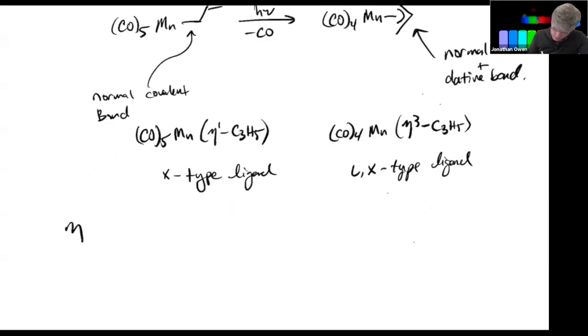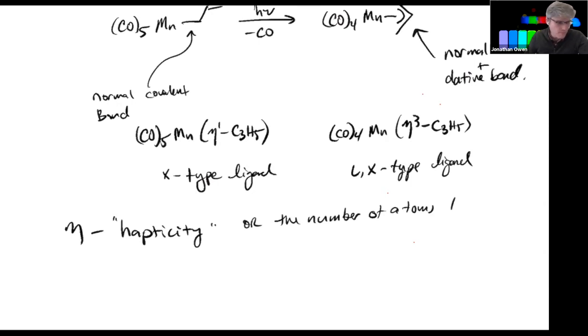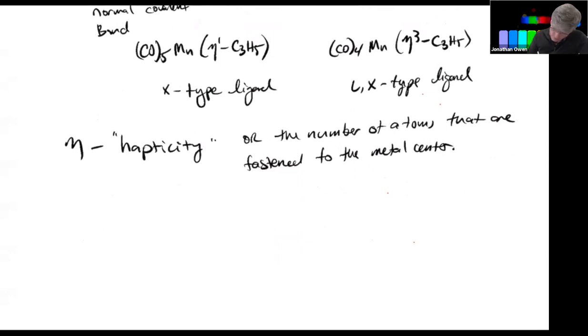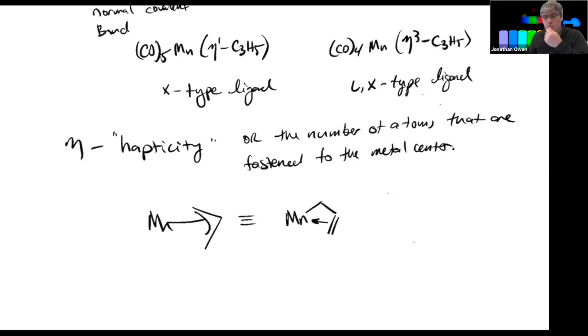Okay, so just to make it clear, eta refers to the hapticity, or the number of atoms. So this thing can actually be redrawn like that. And there you've got a double bond, the electron pair in that pi system, binding to the metal center.